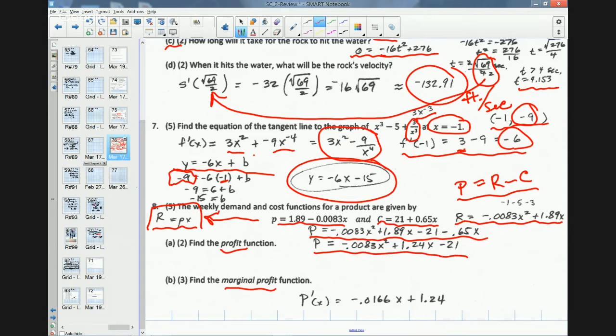Now, we've already done part A, the profit. That one's done. Can you find the marginal profit? There's that word marginal. That means what? Derivative. So now I have to take the derivative of that equation. Pretty simple power rule. Success.